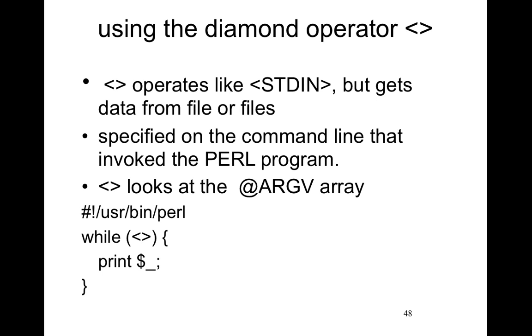So using the diamond operator. They call it a diamond operator. The operator gets data from files, more than one file, specified by the command line that invokes the Perl program. So it looks like the argument, very similar to the @ARGV argument variables array. So while, do we have something? We put the diamond symbol in there, then print out something.